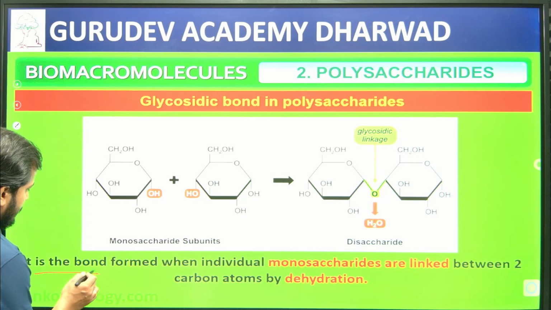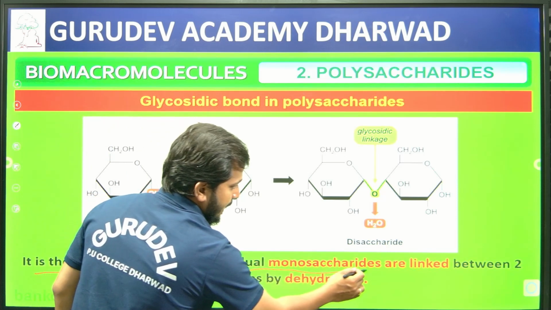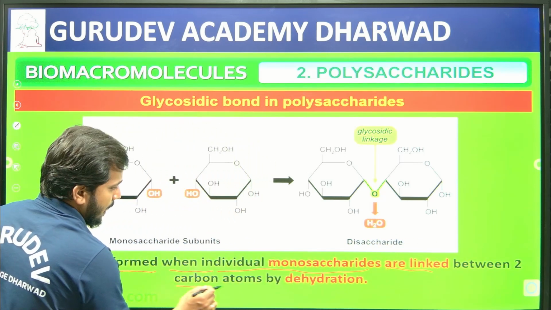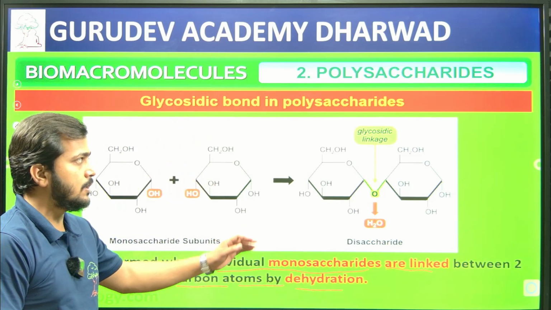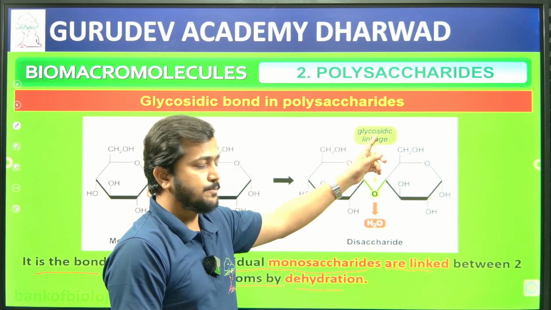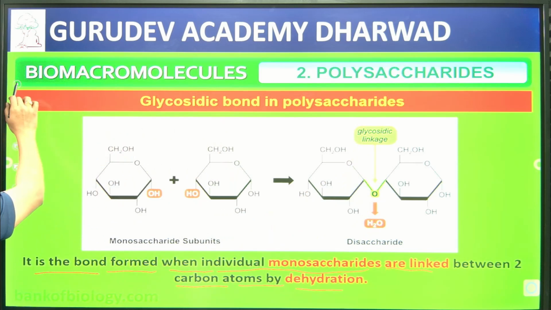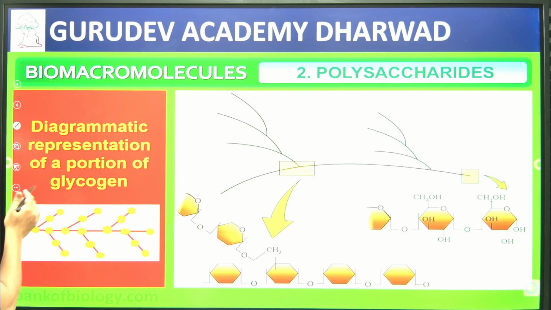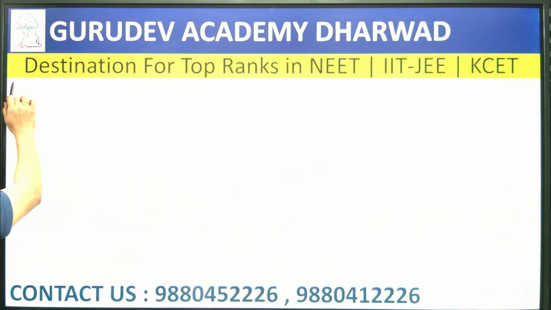Then the glycosidic bond with respect to polysaccharides. It is the bond formed when individual monosaccharides are linked between two carbon atoms by dehydration. Again here water is removed. After removing water, two glucose molecules are linked by the glycosidic linkage and form a polysaccharide, right? So that is what you are going to find. So this is a diagrammatic representation of a portion of glycogen, the structural way.